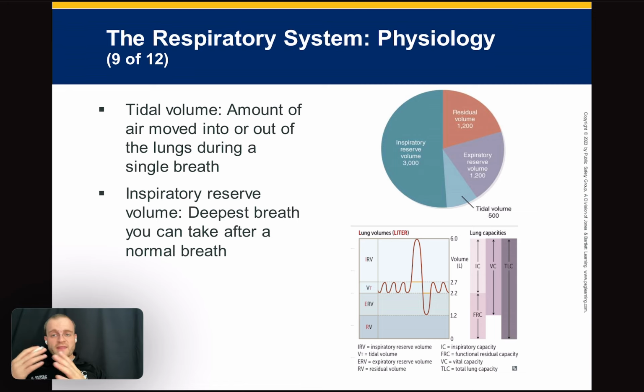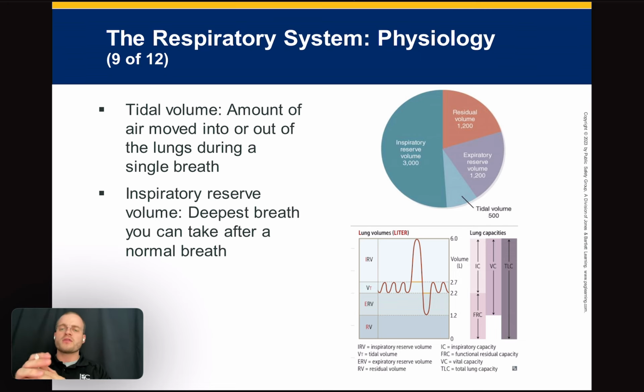So that's the tidal volume. That's the amount of air moved in and out of the lungs in a single breath. You will see these on exams and quizzes. It is coming. Spoiler alert, you're going to see this. What's the tidal volume? They're going to have a bunch of definitions and you're going to have to pick the right one. It's the amount of air moved in and out of the lungs in a single, normal breath.